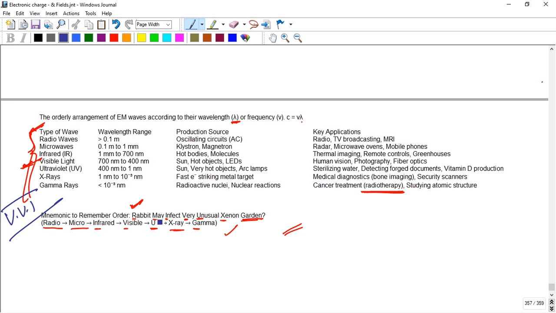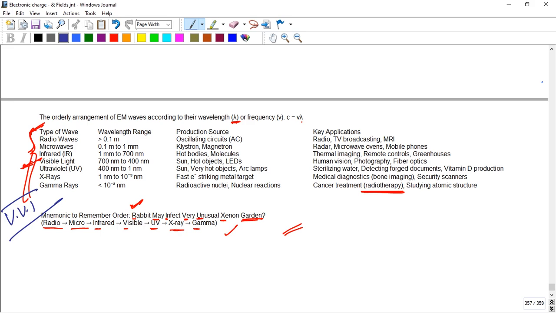And this is the mnemonic to remember the order: Rabbit may infect very unusual xenon garden. Radio, micro, infrared, visible, UV ray, X-ray, and gamma ray. That's the basics, and that's enough for the board exam. For JEE and NEET it is not that important, but it is very important for the board exam.